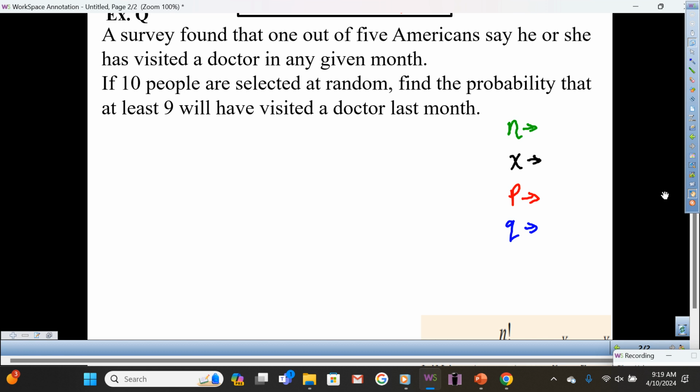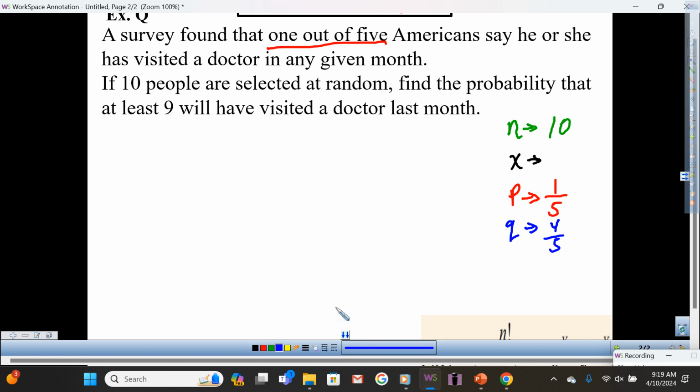All right? So, everybody, what's N? 10, okay. For right now, I'm going to skip X. Tell your neighbor what P is. 1 out of 5, so it's 1/5. And what is Q, everyone? 4/5, because it's 1 minus 1/5 is 4/5, okay?